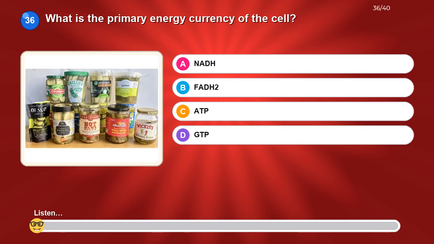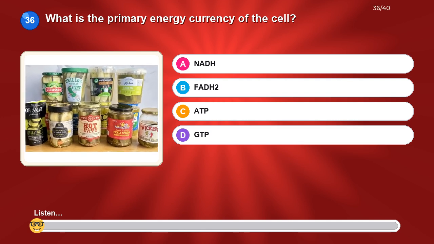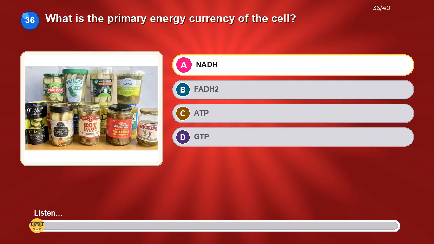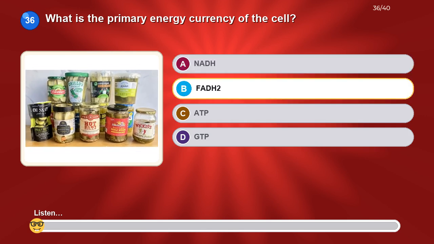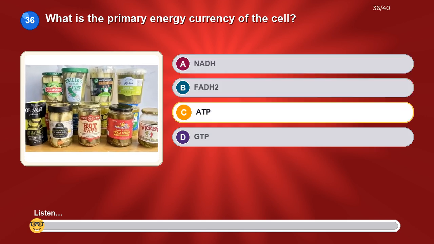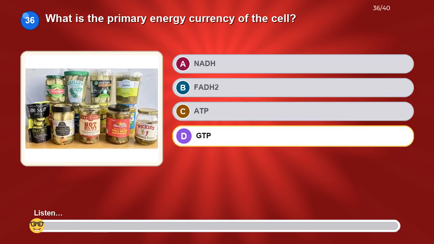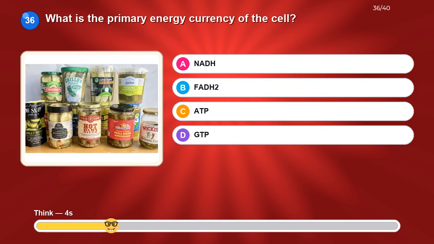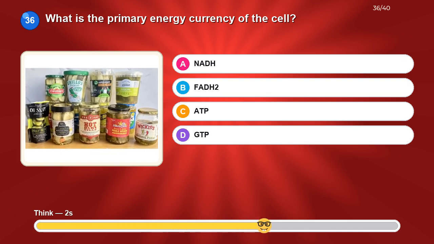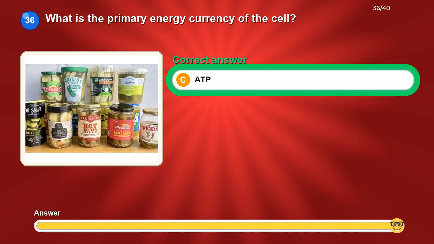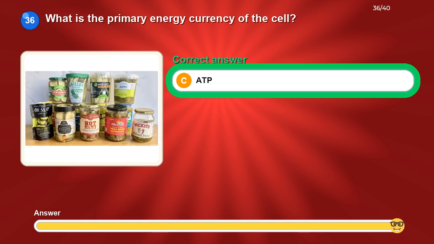What is the primary energy currency of the cell? Option A, NAD. Option B, FADH2. Option C, ATP. Option D, GTP. The correct answer is ATP.